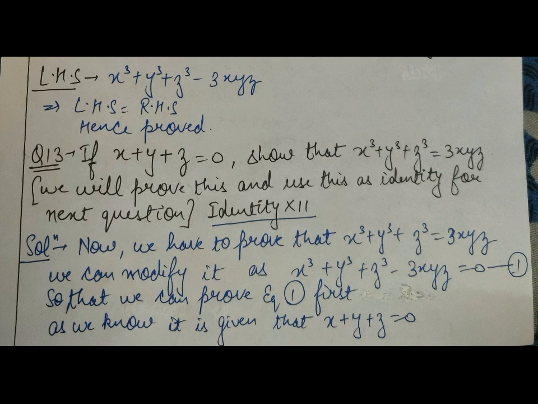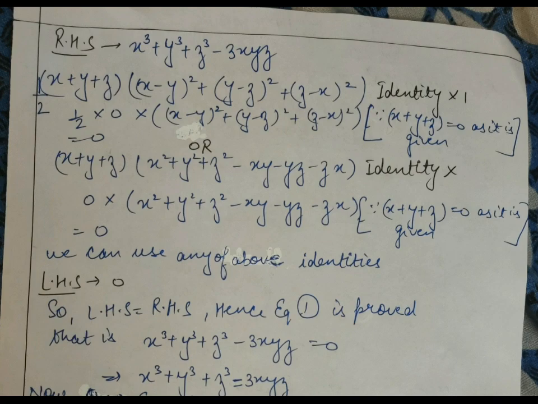As we know that it is given to us that x plus y plus z is equal to 0, we will use it in solving this question. So first we are starting with the RHS. The RHS of the modified to-prove is x cube plus y cube plus z cube minus 3xyz. Now here you can observe that we can just expand it with two identities.